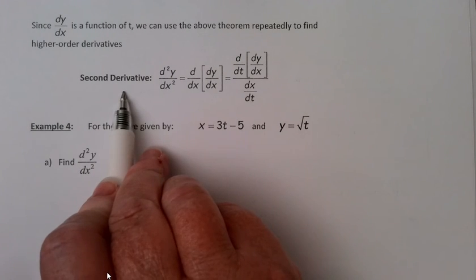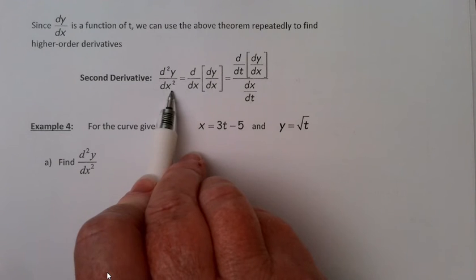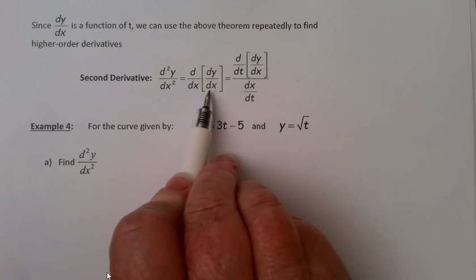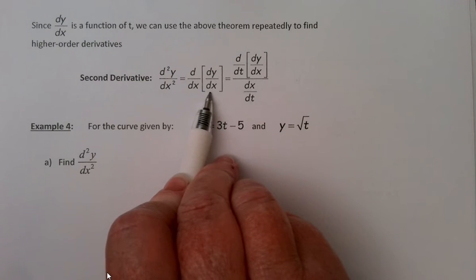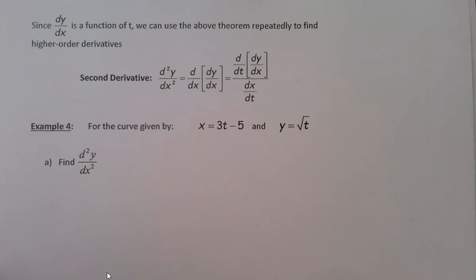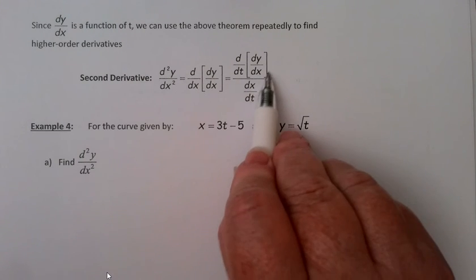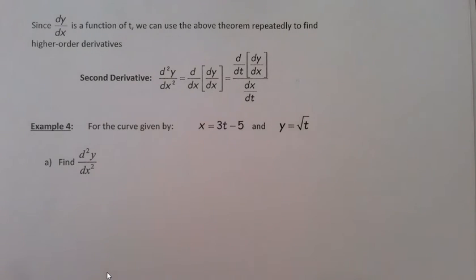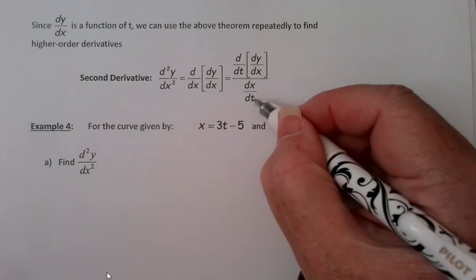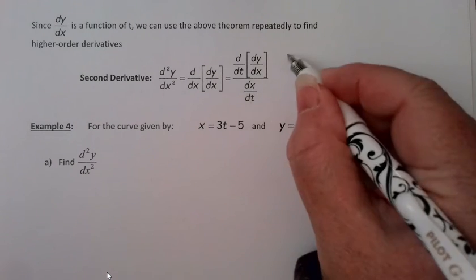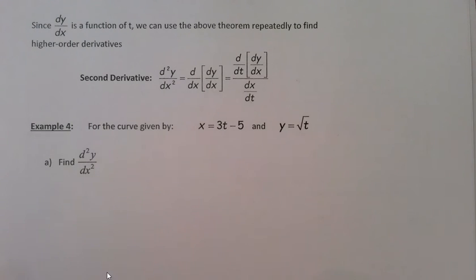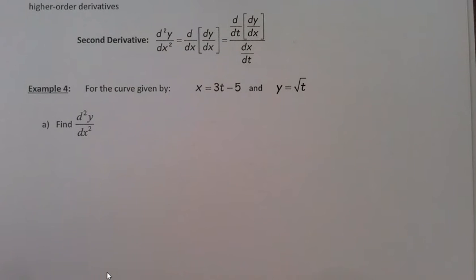For the second derivative of y with respect to x, we would have the derivative of the first derivative, which is going to be d/dt of the first derivative over dx/dt. Again, notice if I were to invert and multiply, the dt's would cancel, and I just have the derivative of the first derivative with respect to x. Let's try a couple of second derivatives.